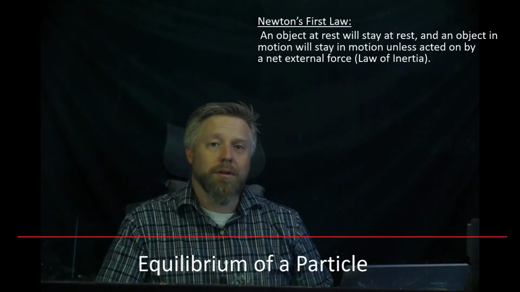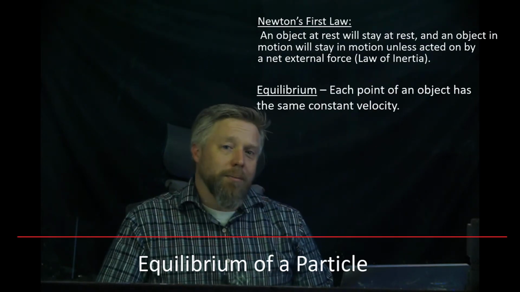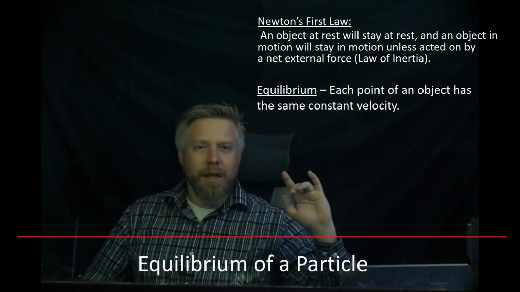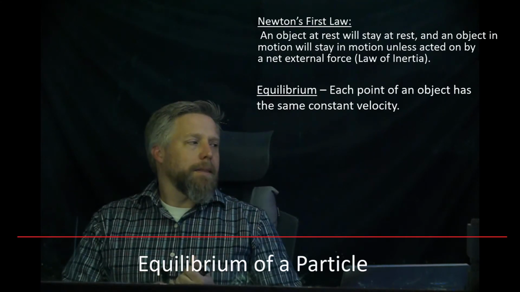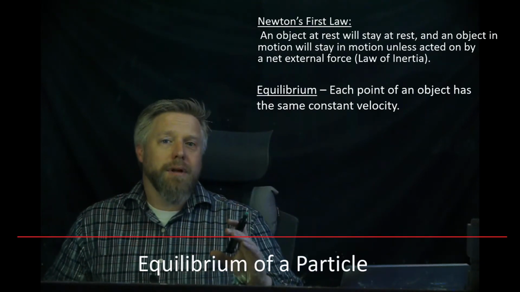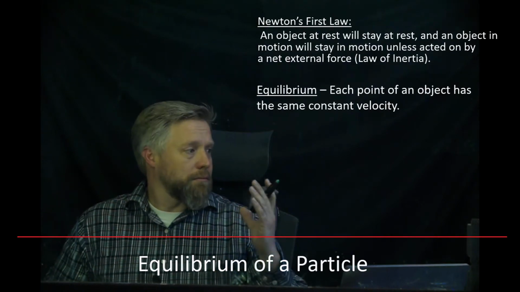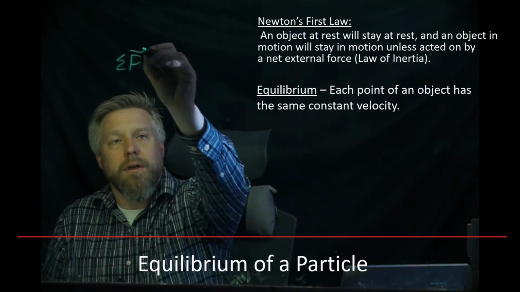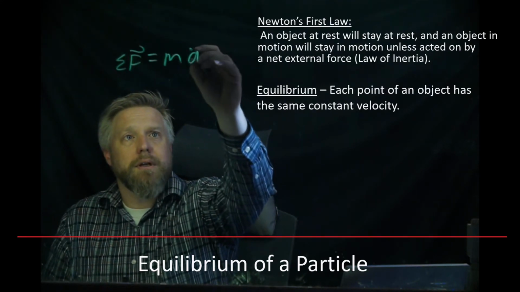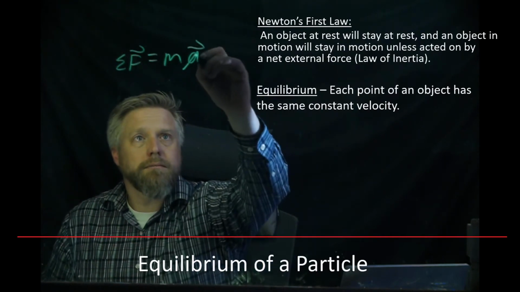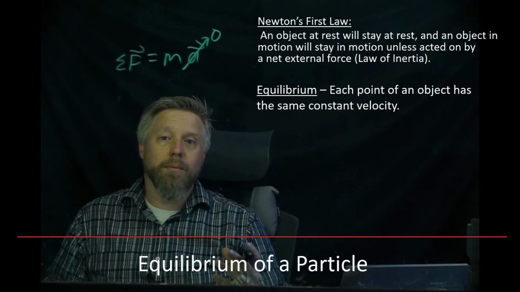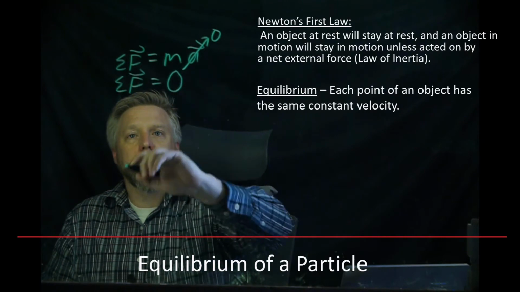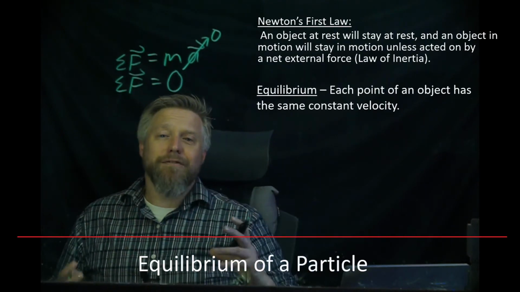In statics, we're looking at equilibrium, where each point on an object has the same constant velocity. If we put those two things together, it's basically saying that our object has no acceleration because it has the same constant velocity. Newton's second law states the sum of the forces acting on a body is going to be equal to mass times acceleration. If the acceleration is 0, as it is in equilibrium, then we have the equation sum of the forces is equal to 0. This equation here is the sum of all net forces acting on an object.